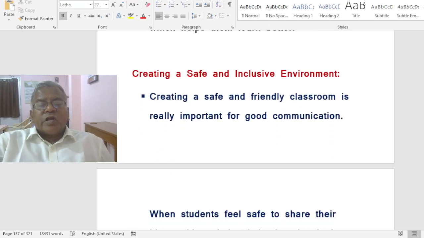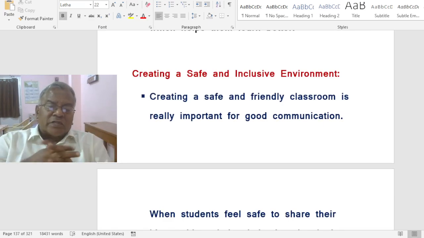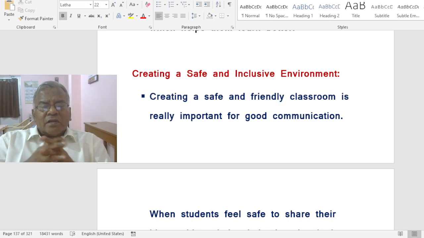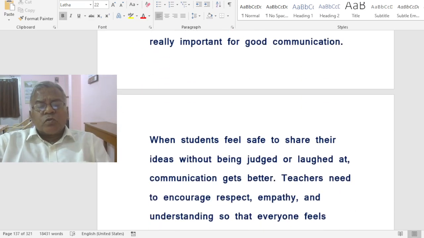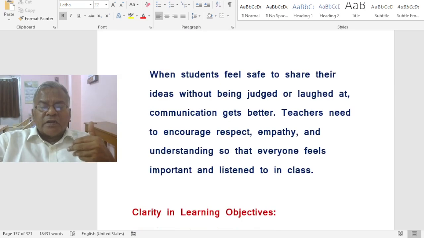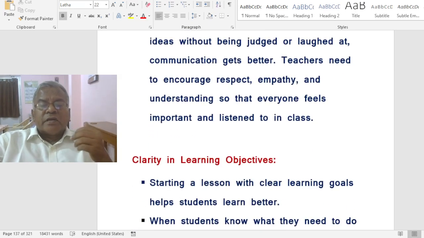Creating a safe and inclusive environment, accepting everyone, whether handicapped or whoever it may be, accepting in the classroom. That is a good classroom environment. Creating a safe and friendly classroom is really important for good communication. When students feel safe to share their ideas without being judged or laughed at, communication gets better. Teachers need to encourage respect, empathy, and understanding so that everyone feels important and listened to in class.